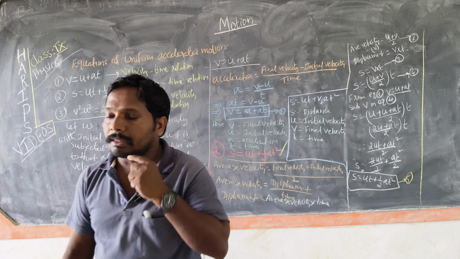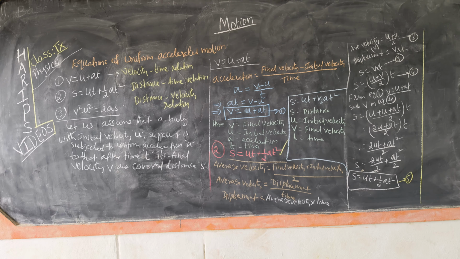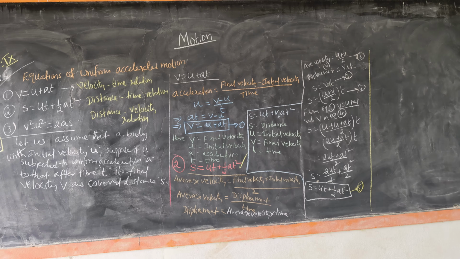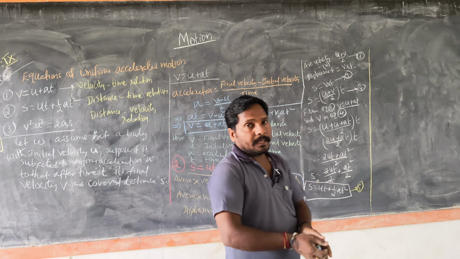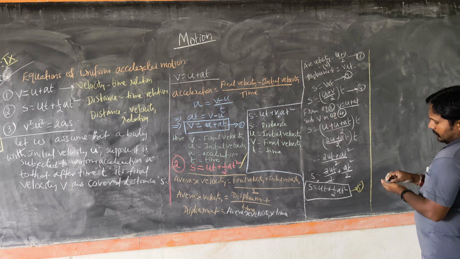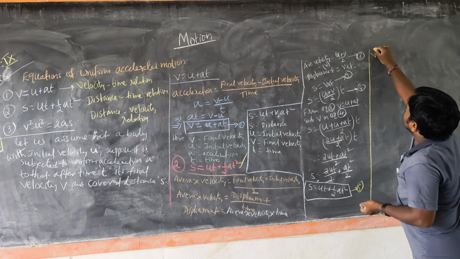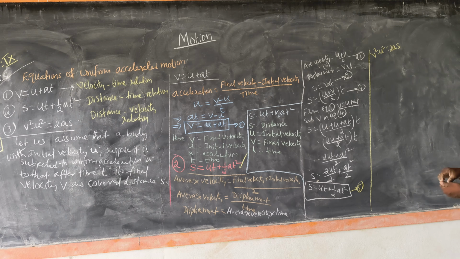Then coming to the third equation. I hope you understood the first and second equation. So we derived the first equation and the second equation. Then the third equation is v square minus u square is equal to 2as. Derivation of v square minus u square is equal to 2as.